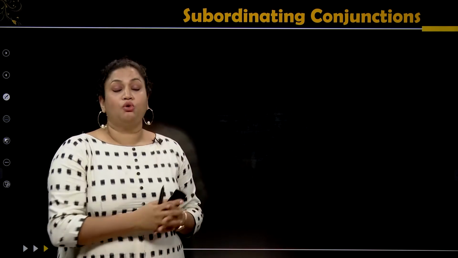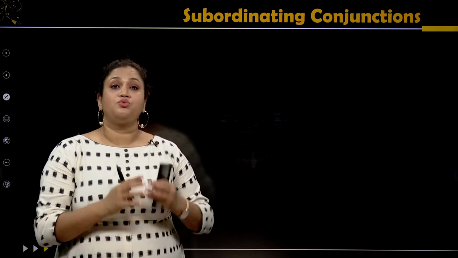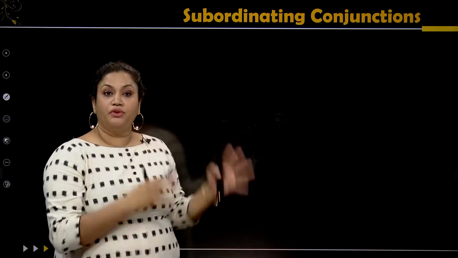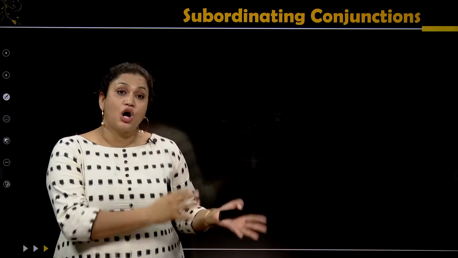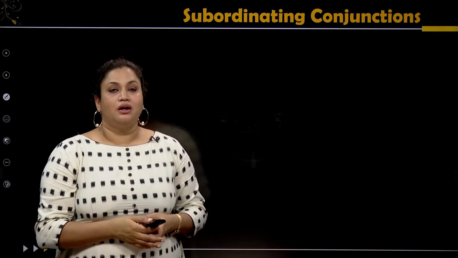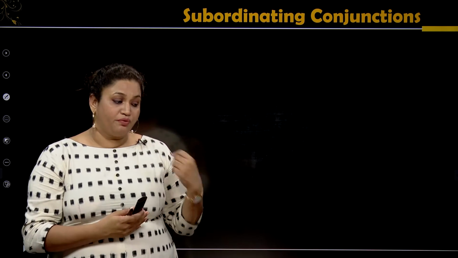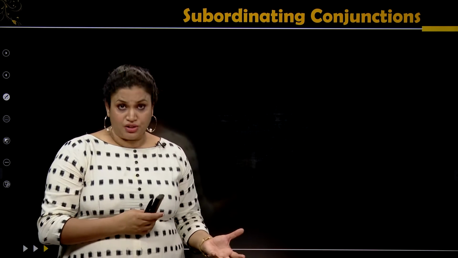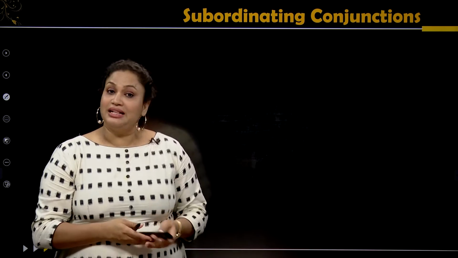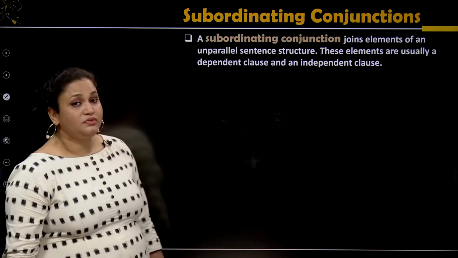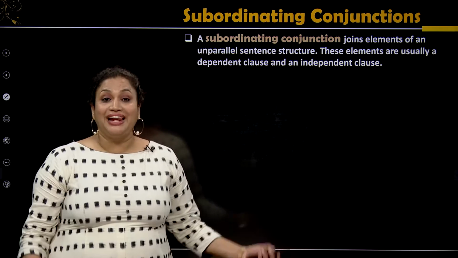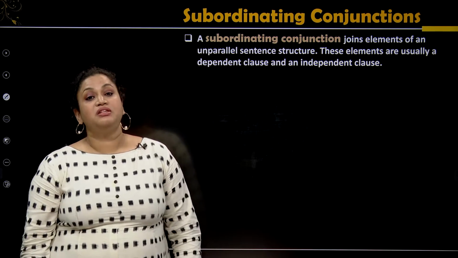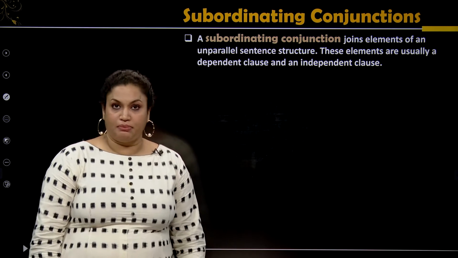So when we are talking about these conjunctions, we are talking about one independent clause and one dependent clause. We will have a set of words which cannot be replaced; we might try to change it with a coordinating conjunction, but it would not be possible. Let's see how. A subordinating conjunction joins elements of an unparallel sentence structure. These elements are usually a dependent clause and an independent clause.